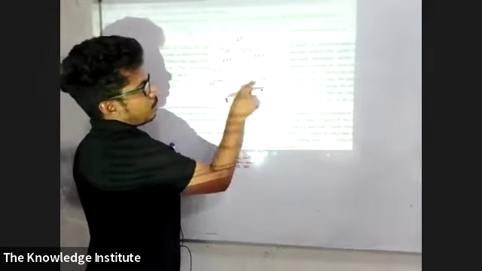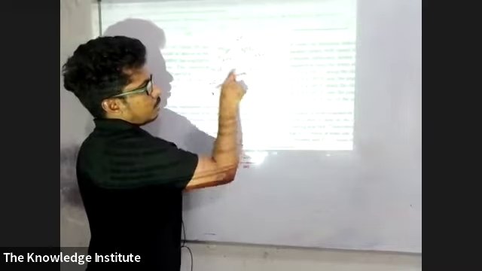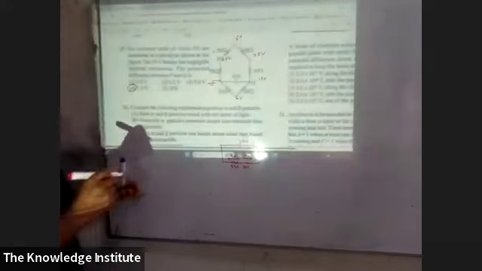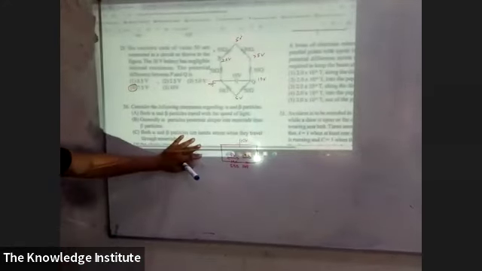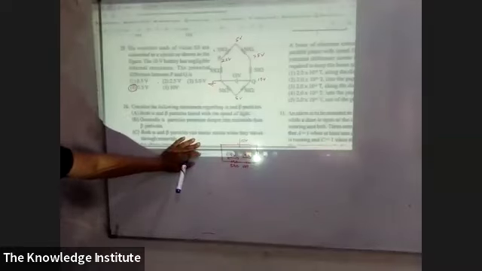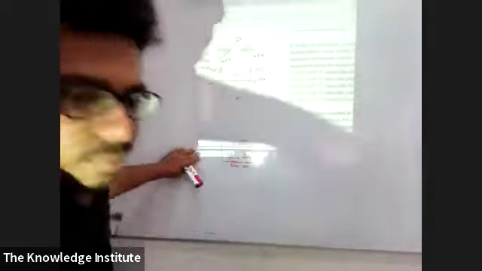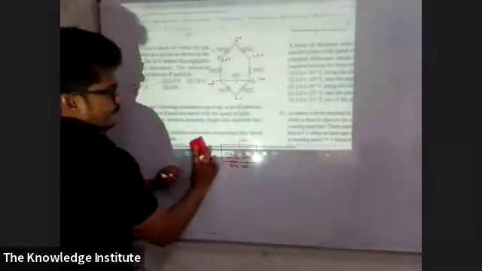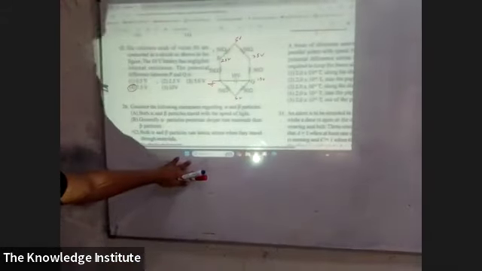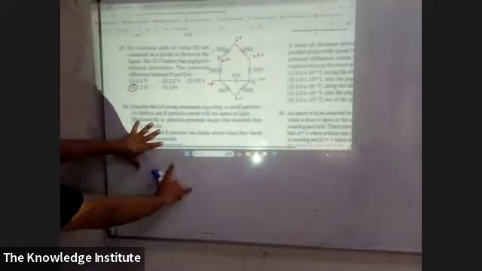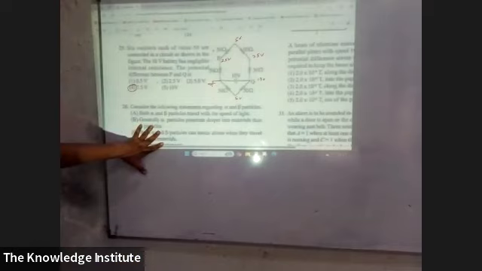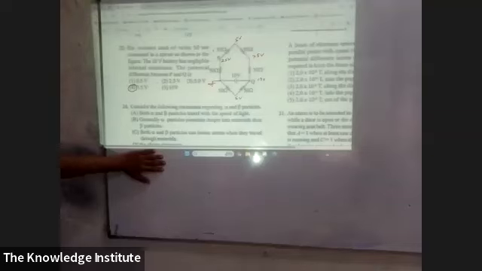Okay. So now we want the difference between P and Q. Here 2.5, here 10. So the difference is 7.5.